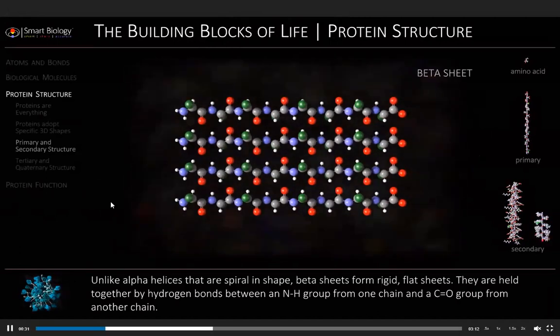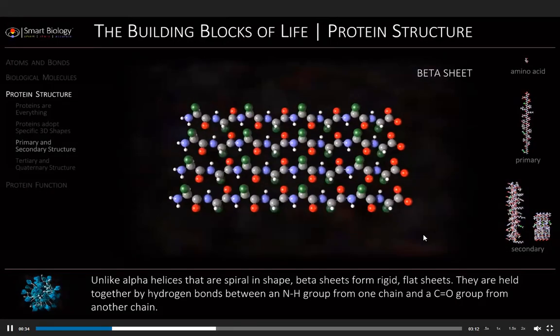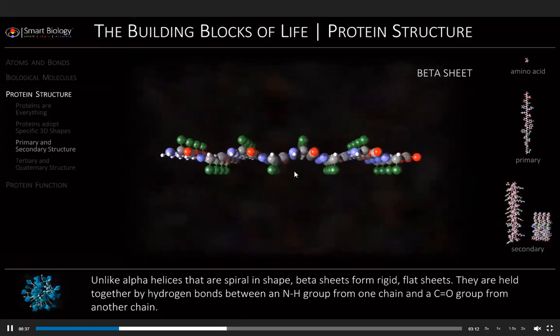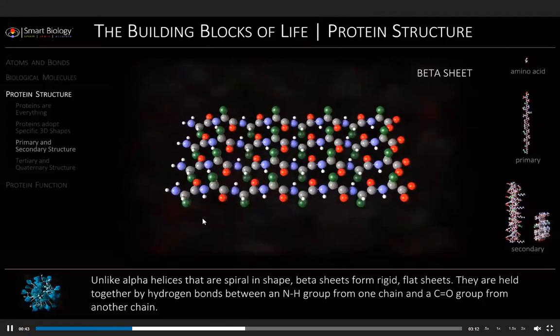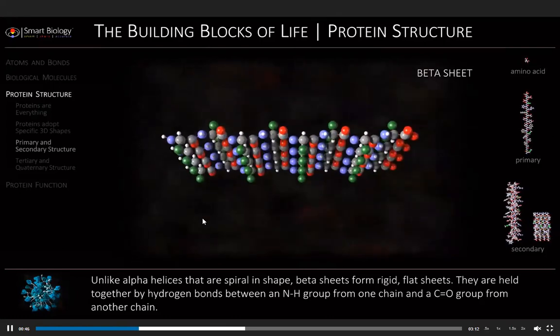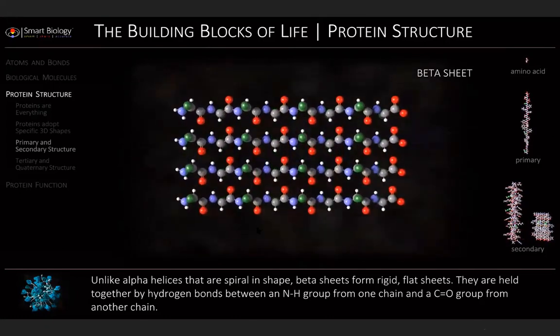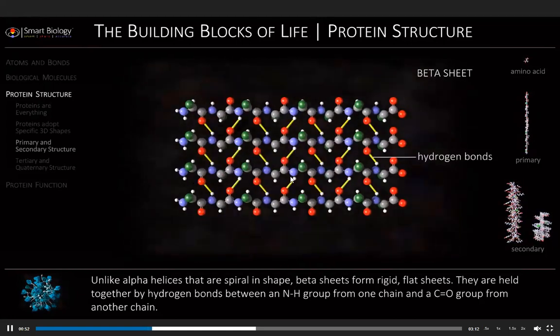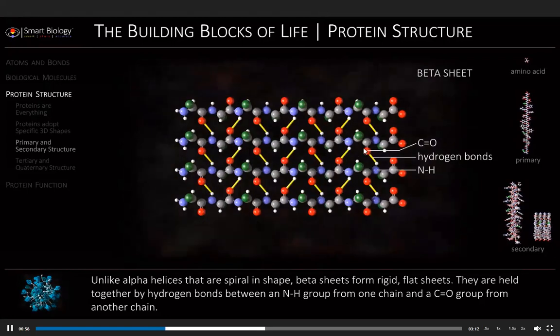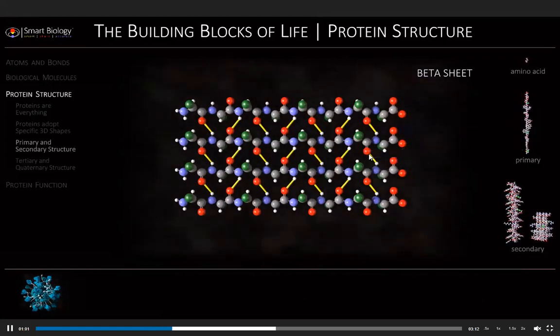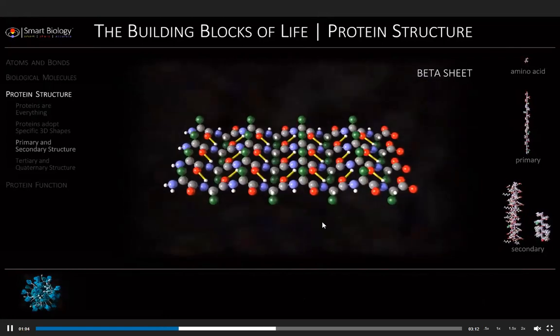So unlike alpha helices that have a spiral shape, beta sheets form these rigid, flat sheet-like structures. And they are held together again by hydrogen bonds between the NH of one chain and the CO group from another chain, from the neighboring chain. Okay, so here we have the hydrogen bond here. This is the CO group, this is the NH group, and the hydrogen bond is formed between them.